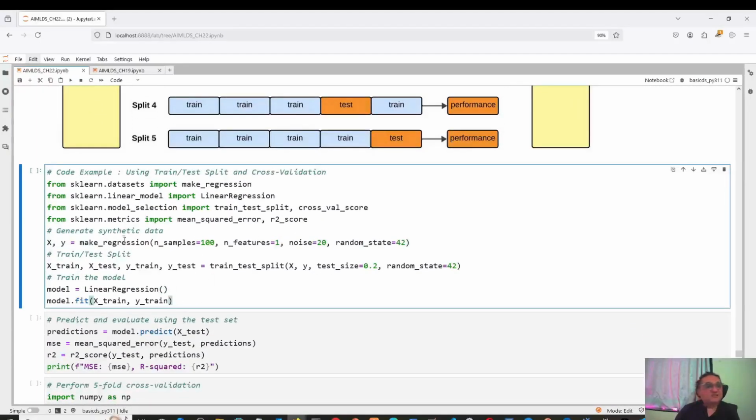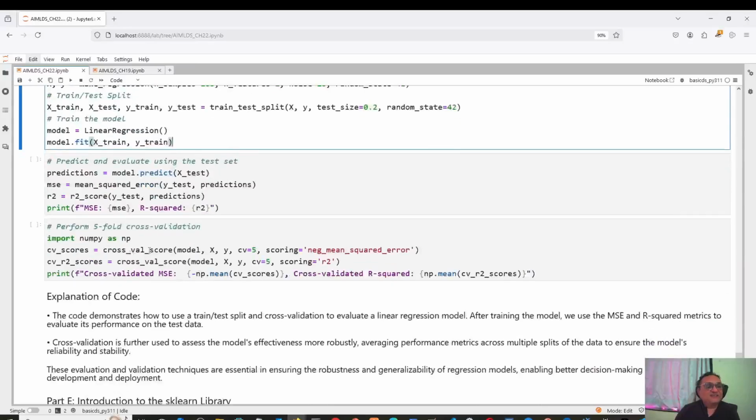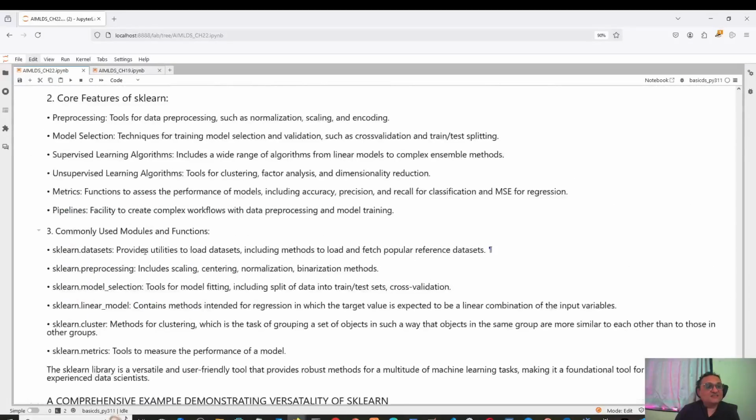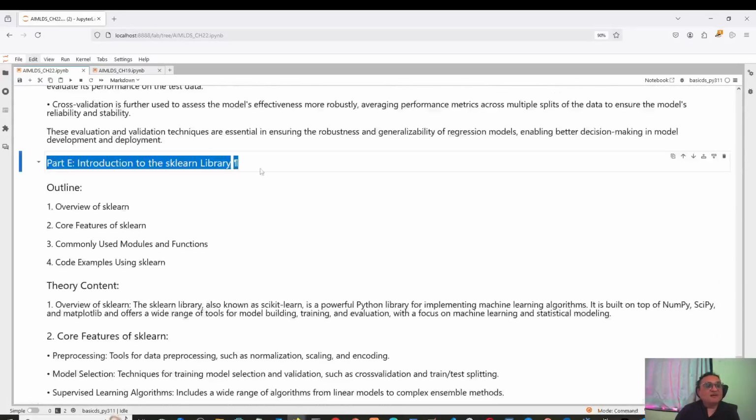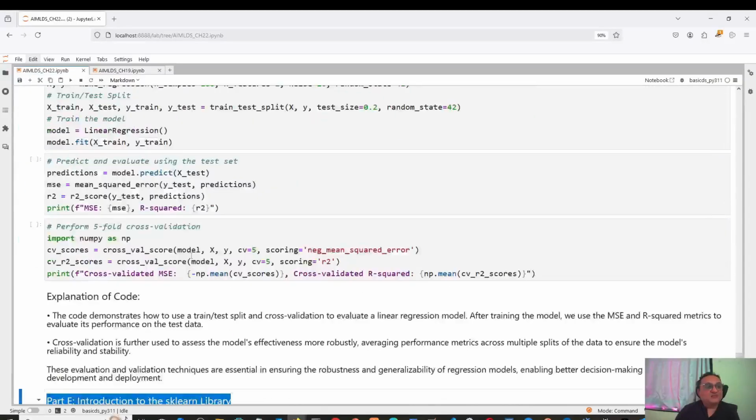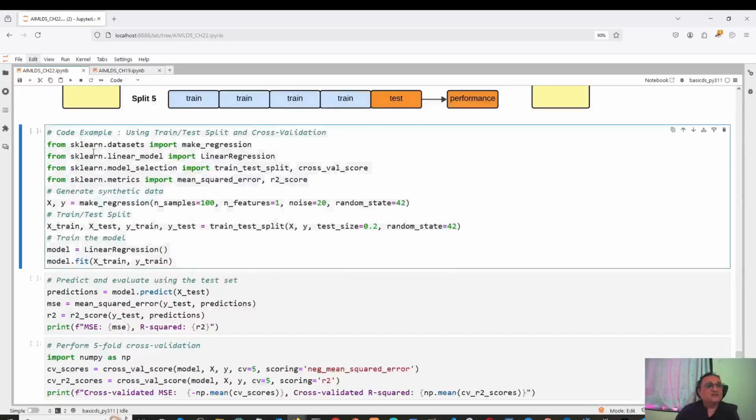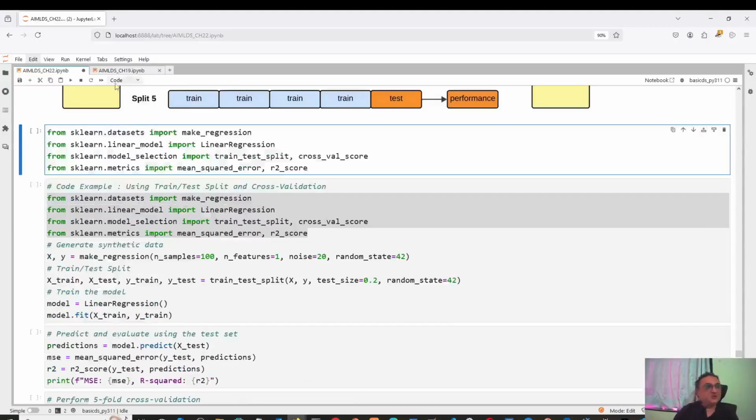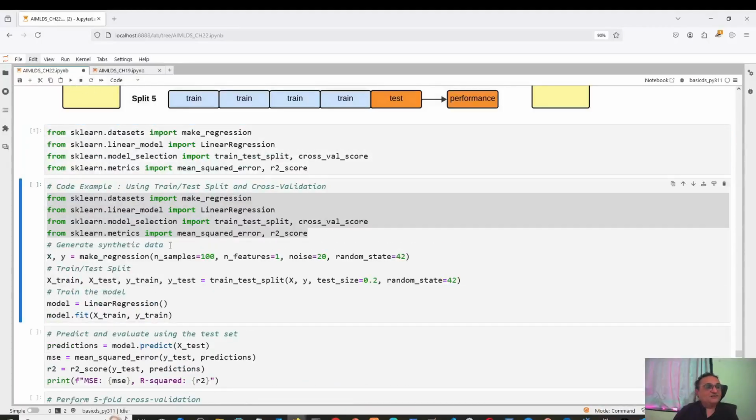So with this much background, we will do some code examples in the next lecture, and then we will continue with part E, introduction to the sklearn library. Or let me finish this code example here only, because it is a very, very small example, right? So this much is importing the required libraries. So import and execute that cell, okay?